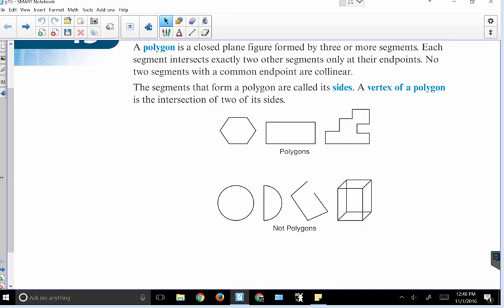Now, when you take a look at the ones down below there, you got a circle, you've got a half a circle, you've got four lines connected to each other, but they don't close, so it's not a polygon. And the next thing is a three-dimensional object. So those are not polygons. Well, yeah, you can just use a ruler to draw a polygon. Straight edge.